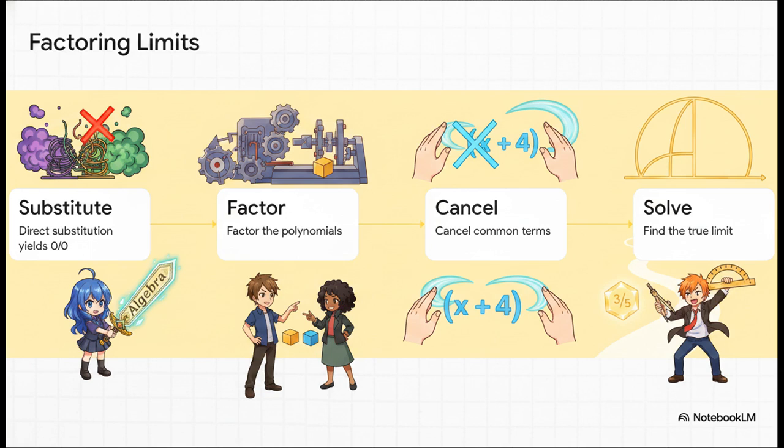So the crucial point here is that algebra is our absolute best weapon. Step 2, we factor the top into x plus 4 times x minus 1. We factor the bottom into x plus 4 times x plus 1. Step 3, do you see the cancellation opportunity? The troublemaker, that x plus 4, is sitting right there in both. We slice it out, cancel it.